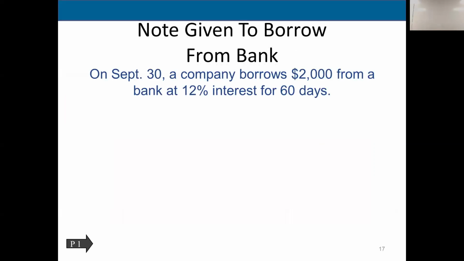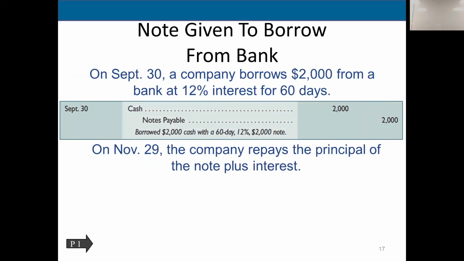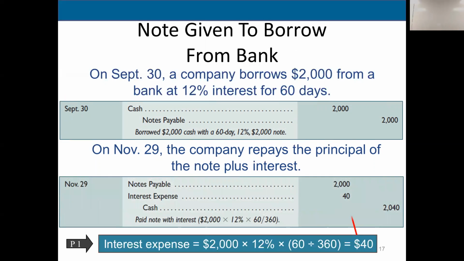Let's look at how we would account for this. So on September 30th, we borrowed $2,000 from the bank at 12% interest for 60 days. So on September 30th, we're going to debit cash for $2,000. But now we owe that $2,000. So notes payable, $2,000. Assets are going to equal liabilities.